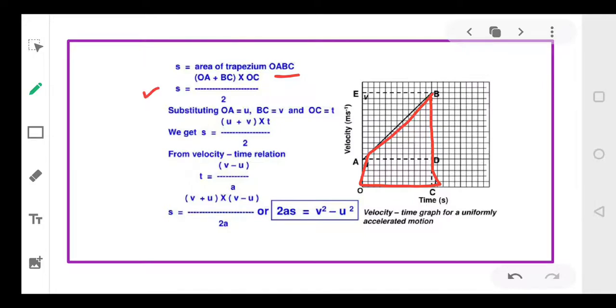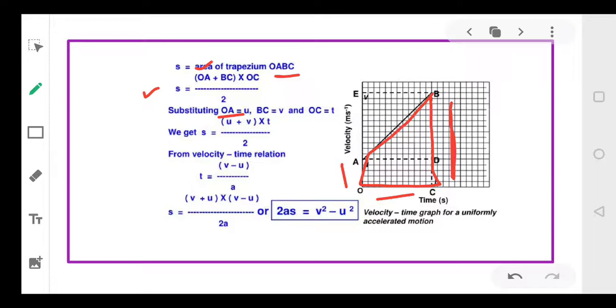So your S becomes equal to (OA plus BC) into OC upon 2, right? This is your OA, plus BC, this one, multiplied by OC, and OC is this one. Now OA is U, BC is V, and OC is equal to T. Let's put the values in the equation. So your S is equal to (U plus V) into T by 2.